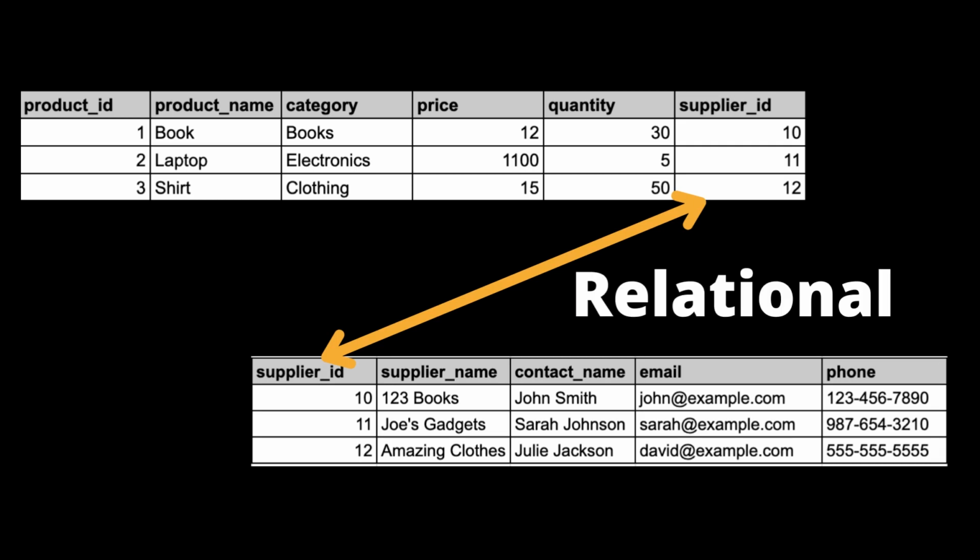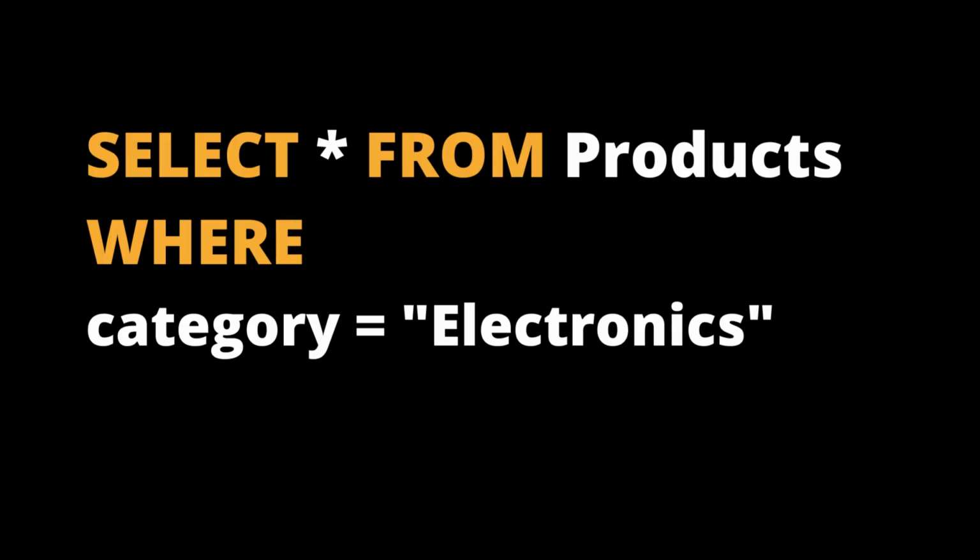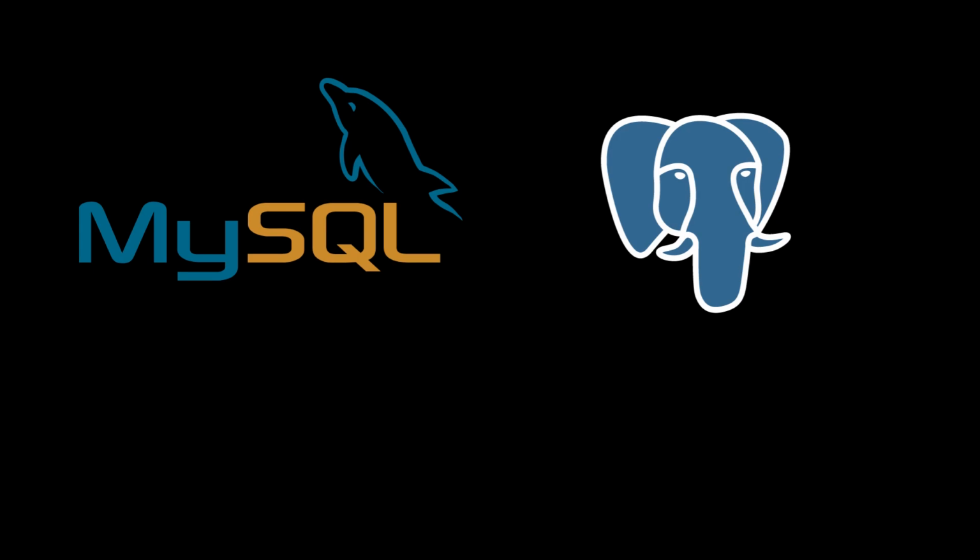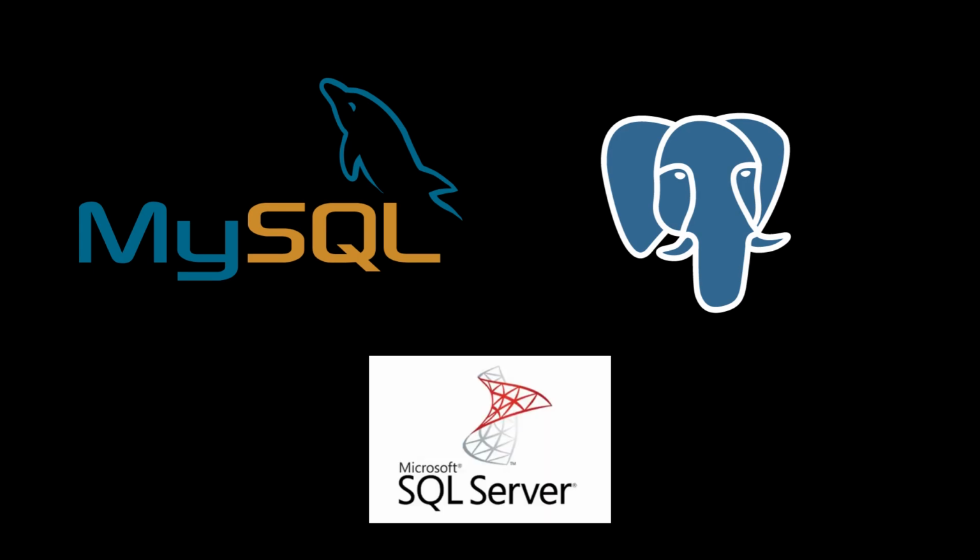If you wanted to query the database to show all the products that are in the electronics category, you can use SQL to select star, otherwise known as all, from the products table where the category is equal to electronics. Some examples of SQL databases include MySQL, PostgreSQL, Microsoft SQL Server, and more.